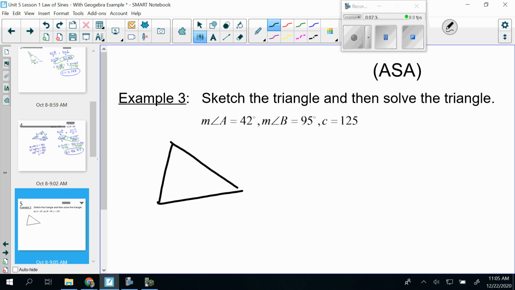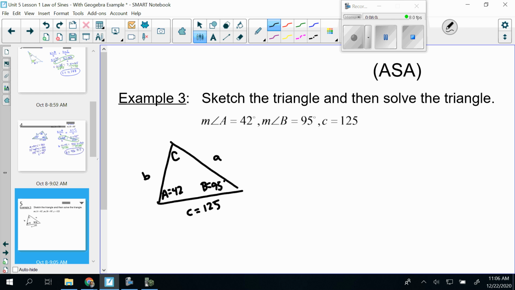Angle A, I'm going to put here as 42. Angle B, that again doesn't matter, I'm going to put it here as 95. And it doesn't matter that our picture is not accurate as long as you get the information on there. Meaning this is going to have to be angle C then. And little c here is the one opposite, which is 125. This would be side little a and side little b. They want us to sketch this triangle and then solve it.